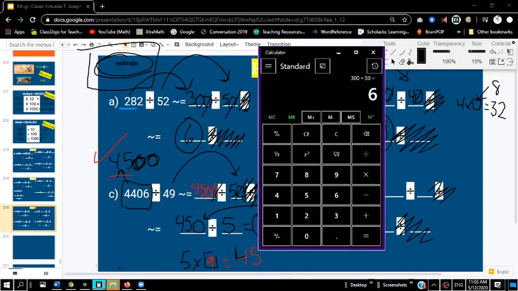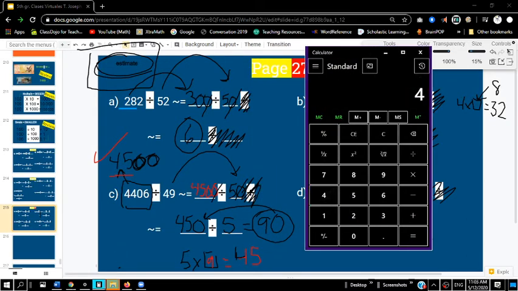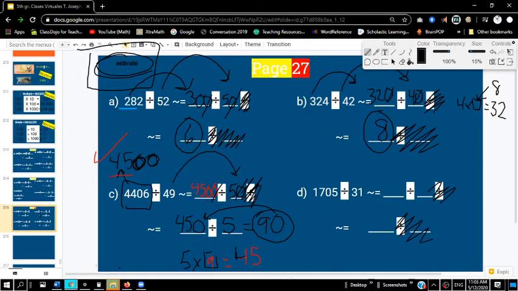We have 4,500 divided by 50, which equals 90. And once I simplified, it's the same thing as 450 divided by 5, which also equals 90. So we got the correct answer. That's good. Let's do that last problem, okay?